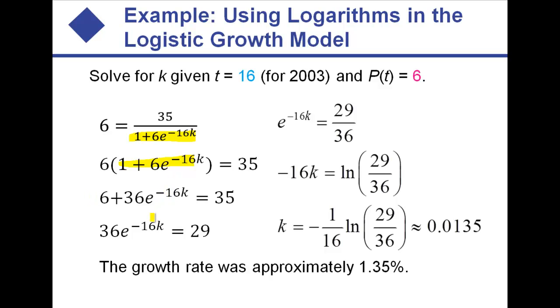So we distribute the 6. Then we move the 6 over, which gives us 29. Then we divide by 36. So now we're to this point, right?